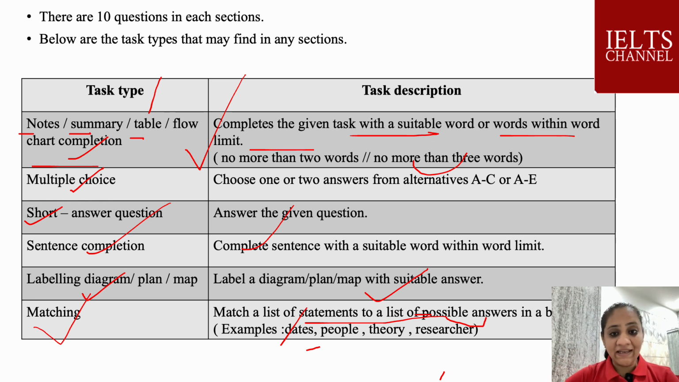At that time you will have a clear idea, but as of now we have discussed the different question types. Let's do the revision of it. Notes, summary, table and the flowchart completion is the one category. The second category is the multiple choice, short answer questions, sentence completion, labeling diagram, plan and map, and the matching.